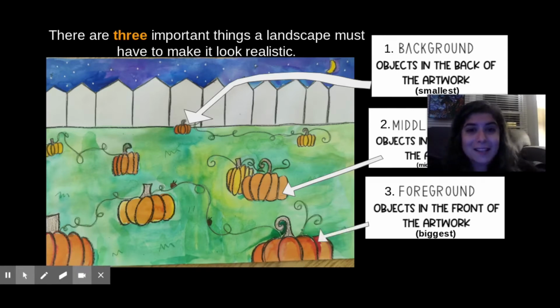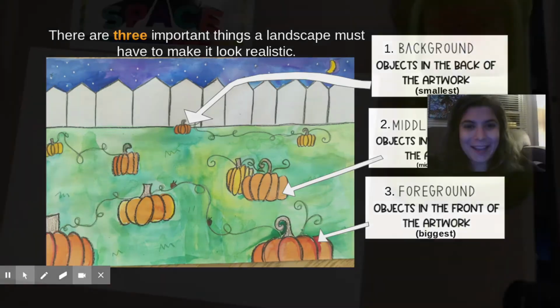I'm going to ask that you show me a background, a middle ground, and a foreground in your landscape by using distance and size. You may also use overlapping as a choice, but you do not have to. Let's get started on creating these amazing pumpkin landscapes.